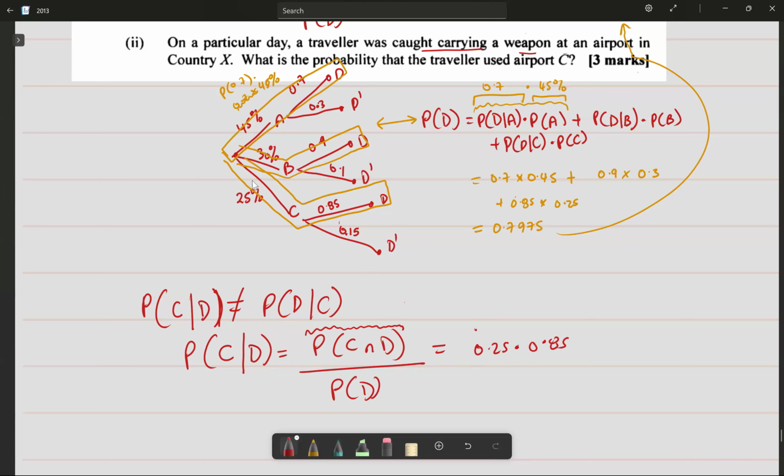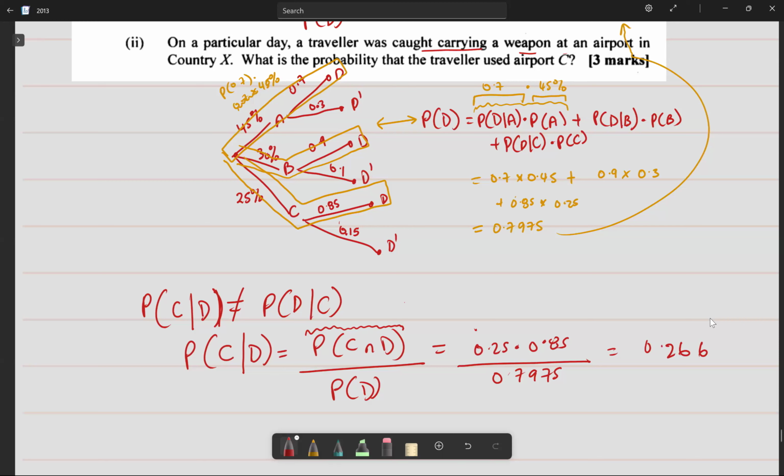0.85. So you're on this path, C and D happened, divided by the probability of D, which we calculated earlier to be 0.7975. Plug in a calculator, you get 0.25 times 0.85 over 0.7975. We get 0.266. Okay? Any issues with this question? Good, right? No issues with it.